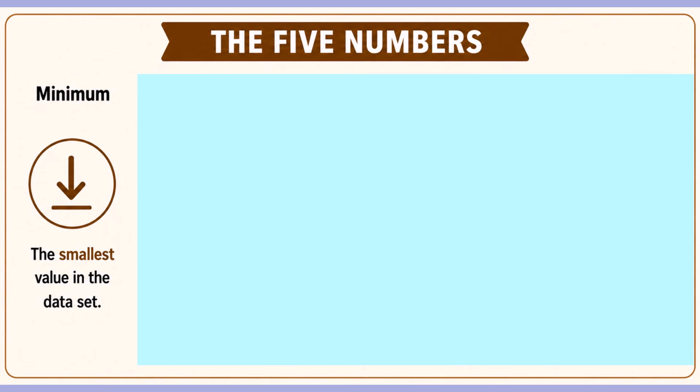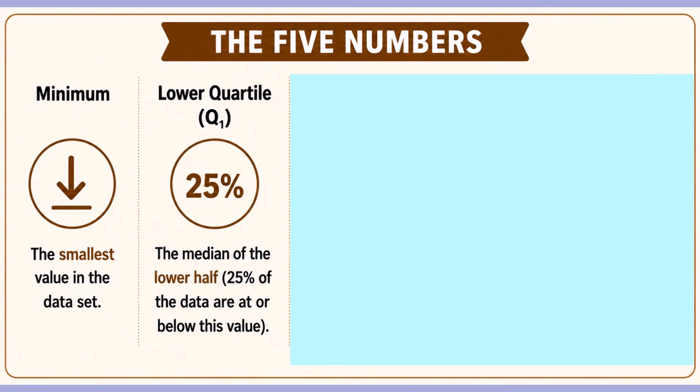To be able to identify the 5 numbers, always remember the minimum, that is the smallest value in a dataset. Next, after the minimum, is the lower quartile or quartile 1, that is 25%. It means the median of the lower half, so 25% of the data are at or below this value.